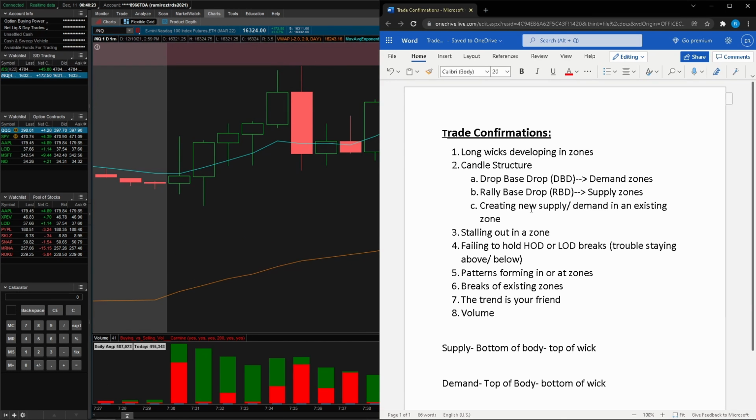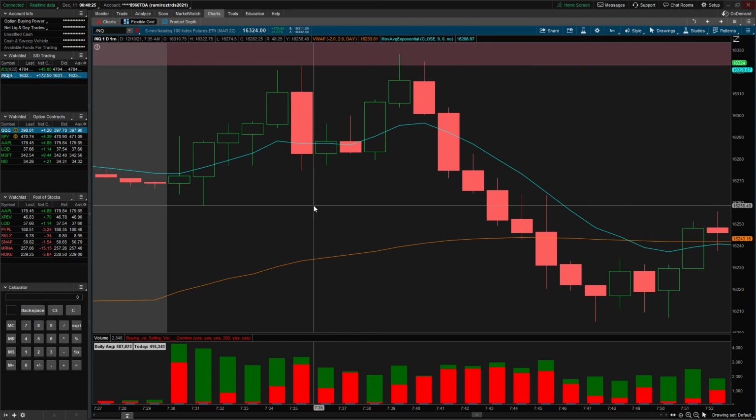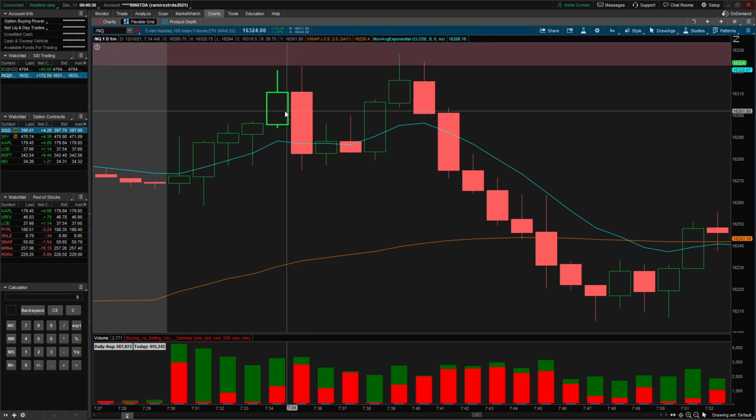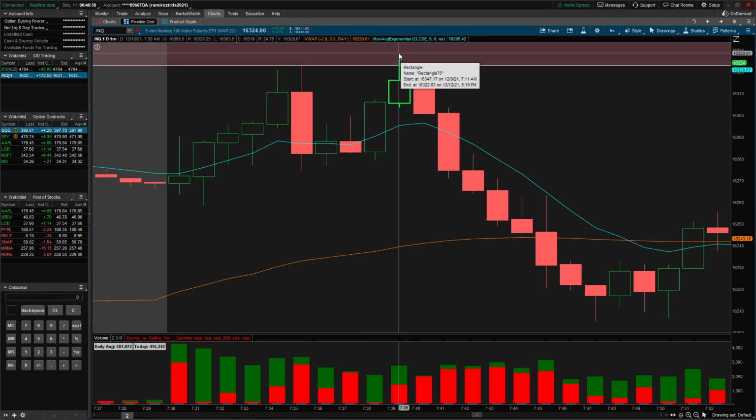Alright. Failing to hold high of day or low of day breaks. This is also an example. We did break high of day right here, broke it again. We failed to hold it and sold off. We did come back, break it, failed, broke it again, almost failed again.